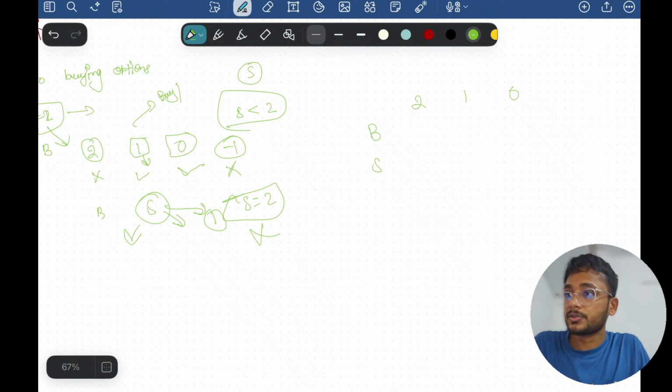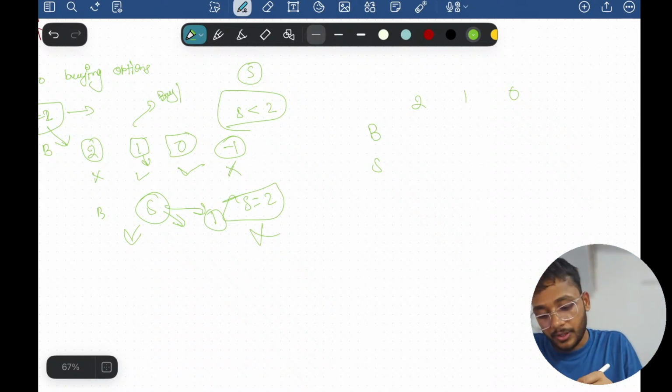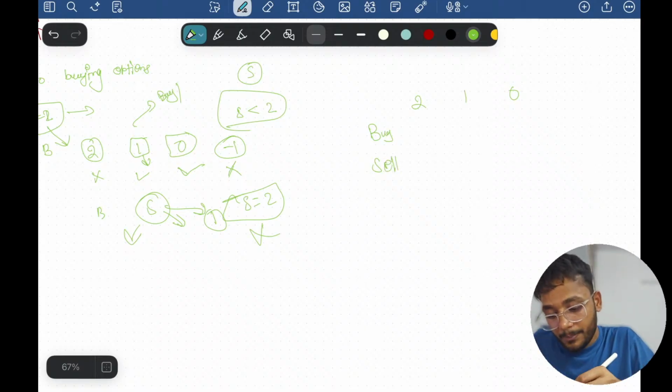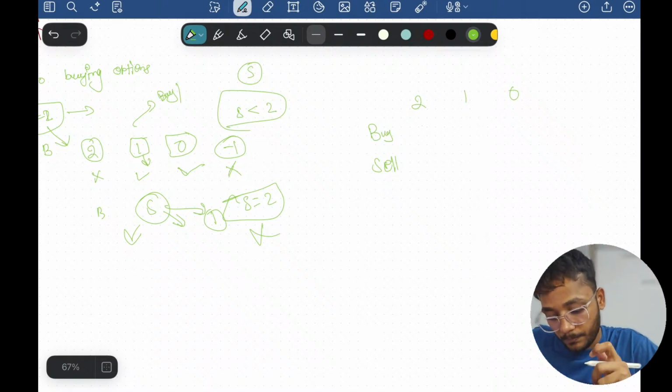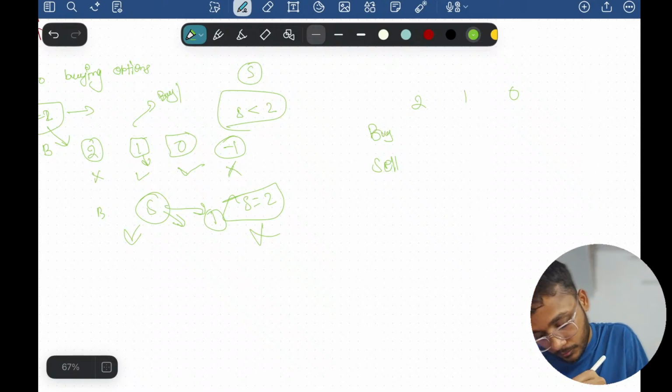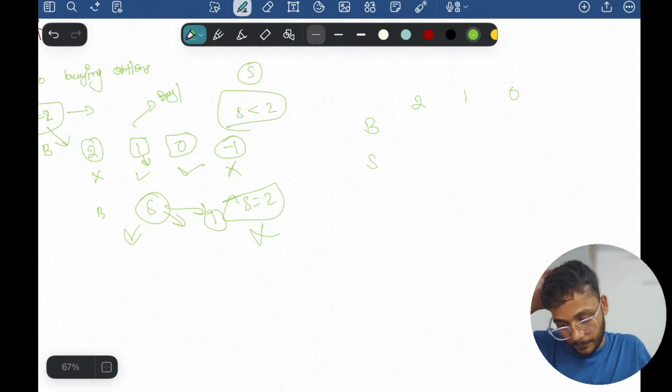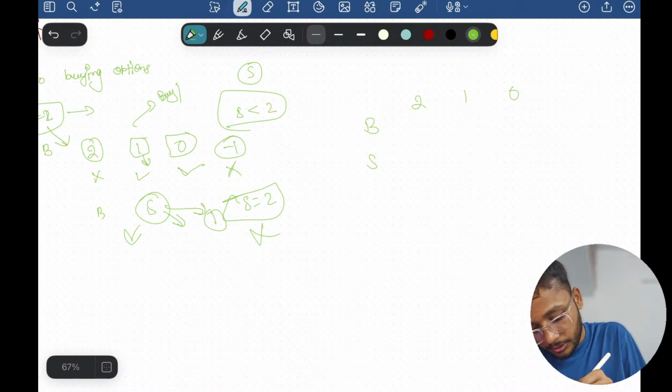So these are the options for the buying and selling. These are the different values that B and S can have, buy or sell. Okay. Now when buy is 2, what can you do? When buy count is 2, you can do two things. You can buy it.